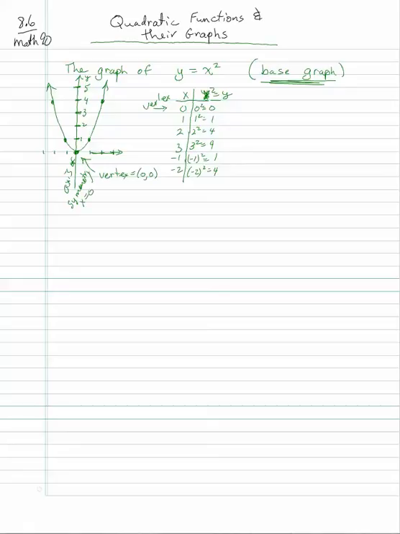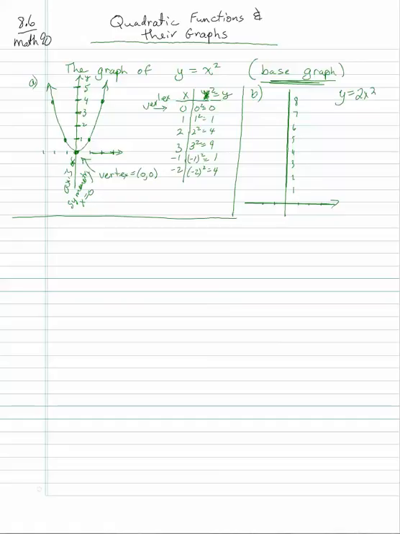It goes through the vertex. Now if I want to graph y equals 2x squared, by order of operations I'm going to do the x squared first, then times it by 2. So I memorize this base graph: 0, 0. That's 0 squared, 0, and then times 2 still gives me 0. 1 squared is 1, and times 2 gives me 2. 2 squared is 4 times the 2, it's going to give me 8.